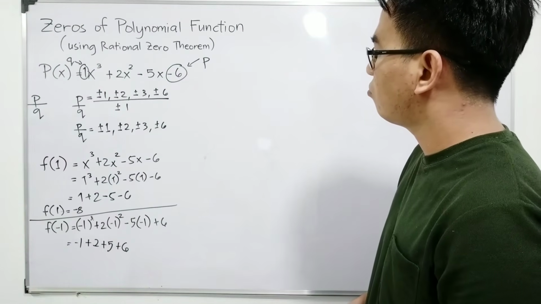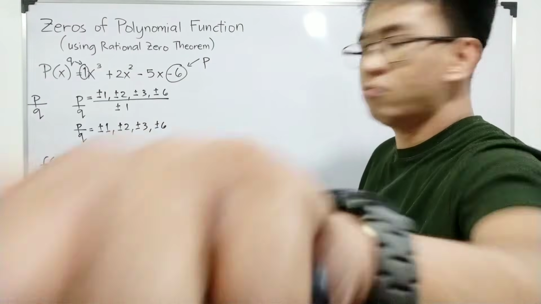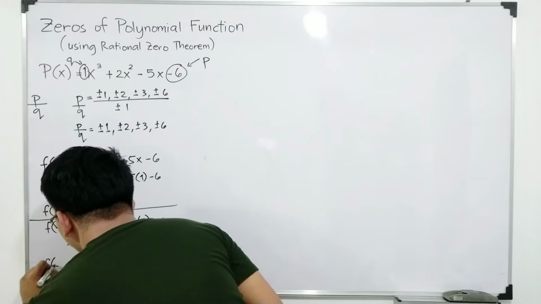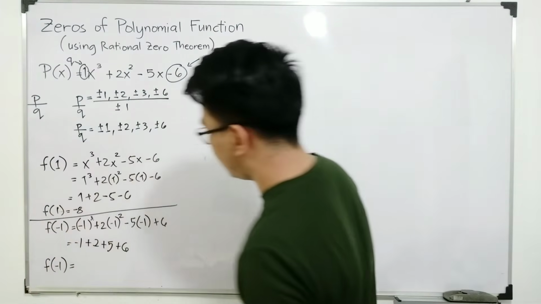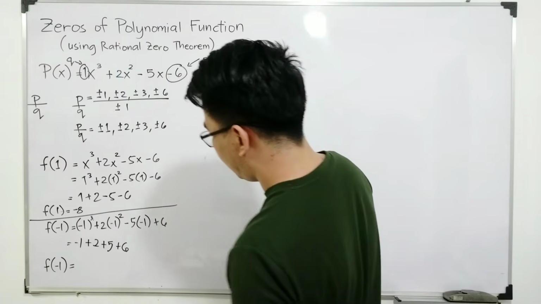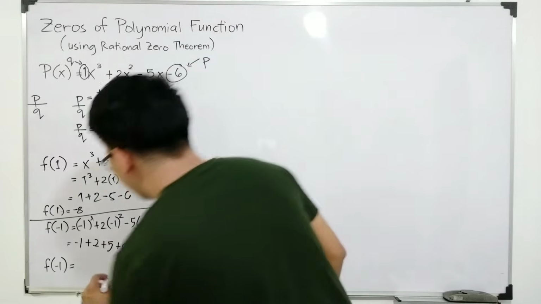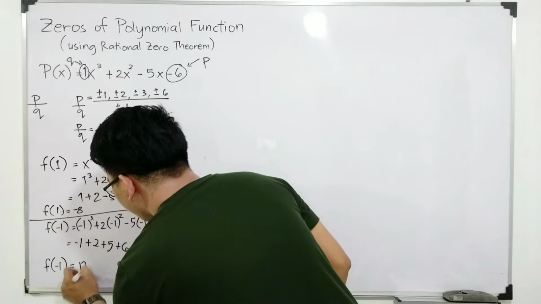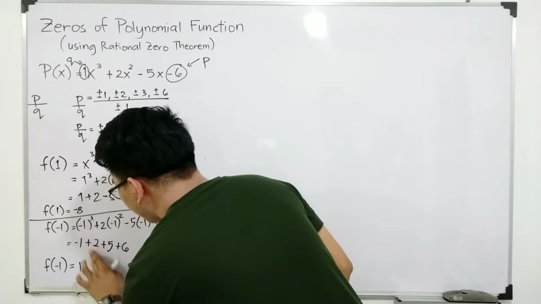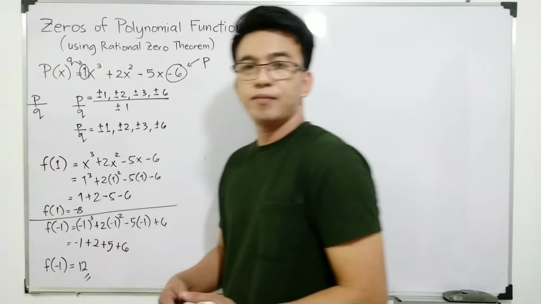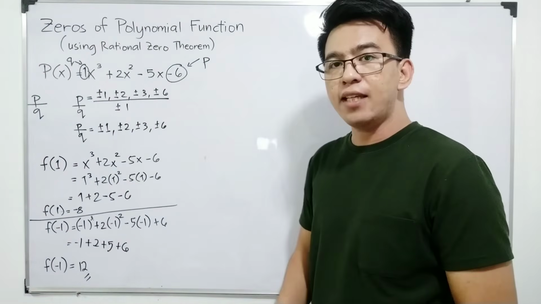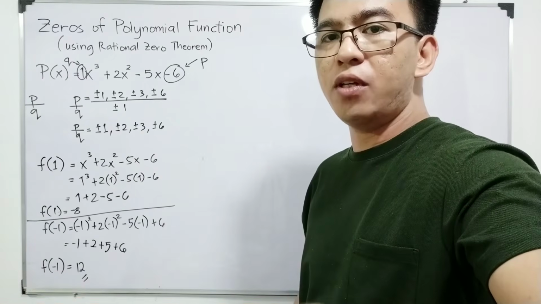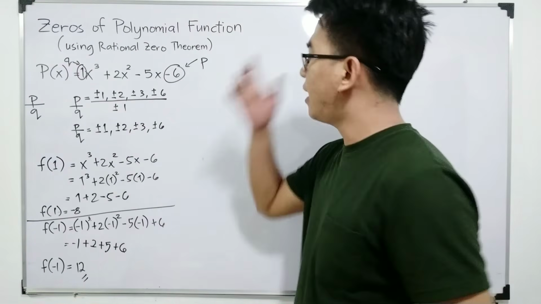So, when you simplify this, your f of negative 1 is equal to 12. So, this is still not possible. It is still not 0. So as you can see guys, our remainder is still not 0. So positive 1 and negative 1 are not possible.